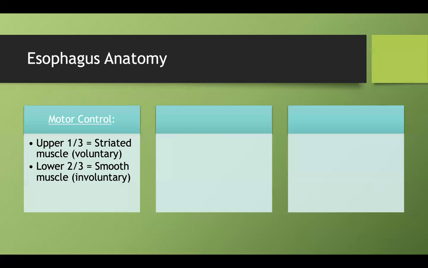But then as the food passes down the esophagus, you lose control, and that's because the lower 2/3 of your esophagus is composed of smooth muscle.